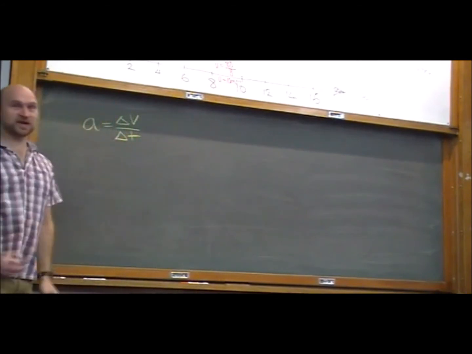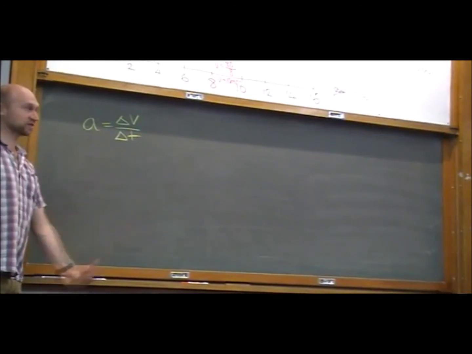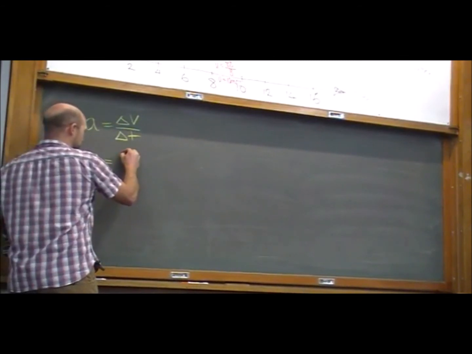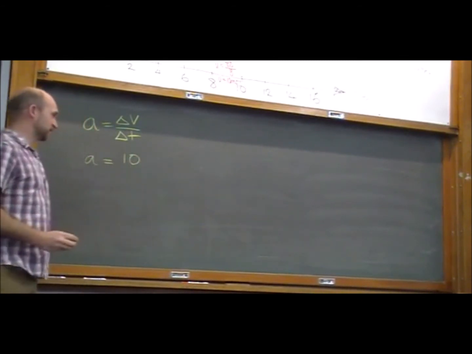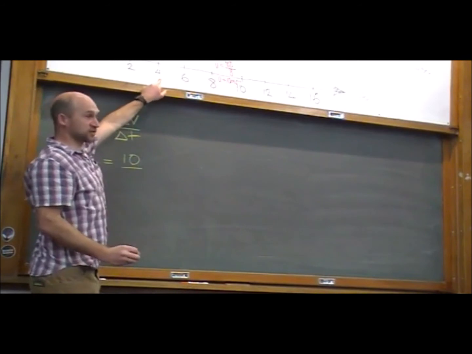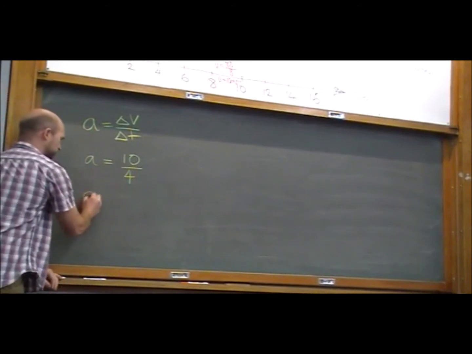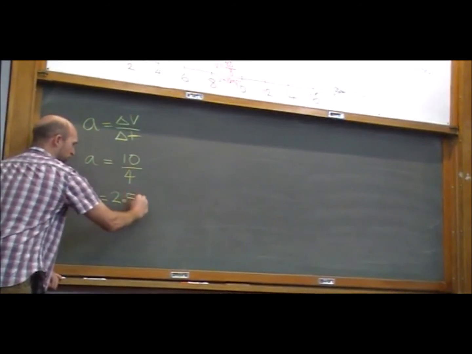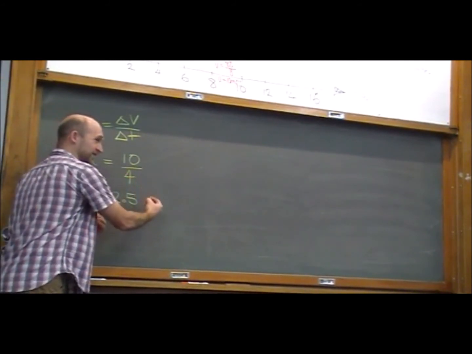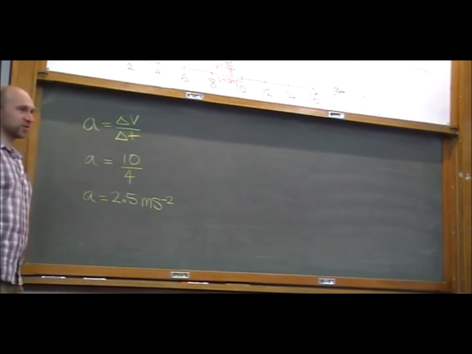10. So how much is the speed changed by? It's gone from 0 up to 10. The change in speed is 10. So we could write it as acceleration is the change in speed, 10, over change in time. It's gone from 0 seconds up to 4 seconds. Change in time is 4. 10 over 4. 2.5. Does anyone know the unit for acceleration? Metres per second. We normally write metres per second squared.